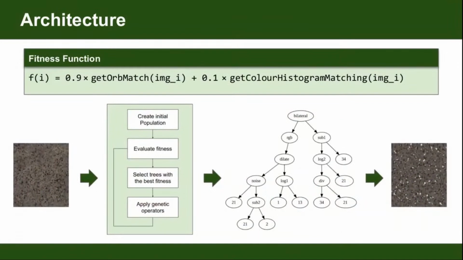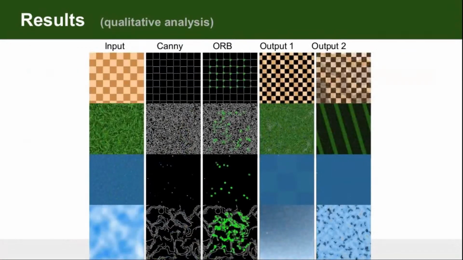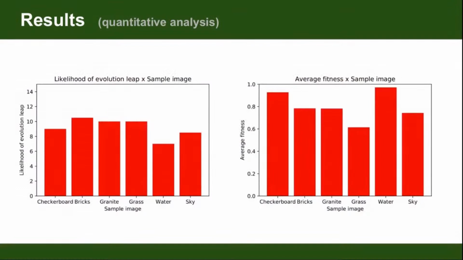Here is the summary of how the algorithm works. Briefly, it receives a sample image as input. Then it creates trees using a set of image operators, parameter operators, and terminals. So it modifies the trees trying to reach a better fitness value. The result is a tree of operations that generates an image. The fitness function is based on the shape and on the color of the image. Here are some results of the algorithm execution, and here are some quantitative results.